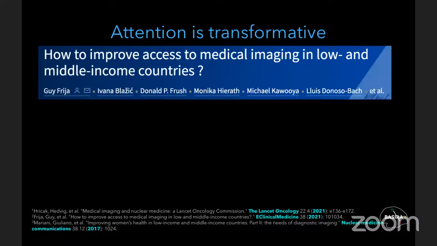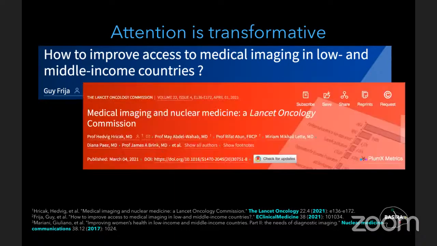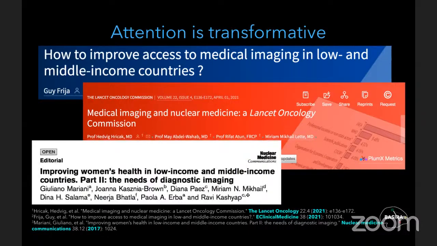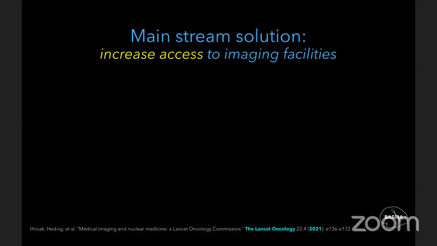So there was a series of nice papers published in top journals, The Lancet, eClinical Medicine, Nuclear Medicine Communications, which were dedicated to exploring the question of accessing medical imaging in these low and middle income countries. So how to improve access. Medical imaging and nuclear medicine, a Lancet Oncology Commission, they were also talking about medical imaging in these countries, how many images we have, what are the data sets that are collected in those countries, what is the representativeness, the fairness, when you compare these 2 halves of the world. There are lots and lots of studies, and the majority of them focus primarily on this solution. So the mainstream solution is to increase access to medical imaging.